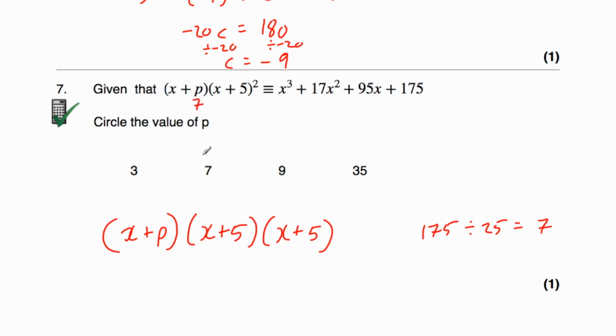So this is 7 here. So that is our answer, 7. And we can just check it. 7 times 5 is 35, times 5 is 175. So that's it. Okay, let's have a look at our next question.